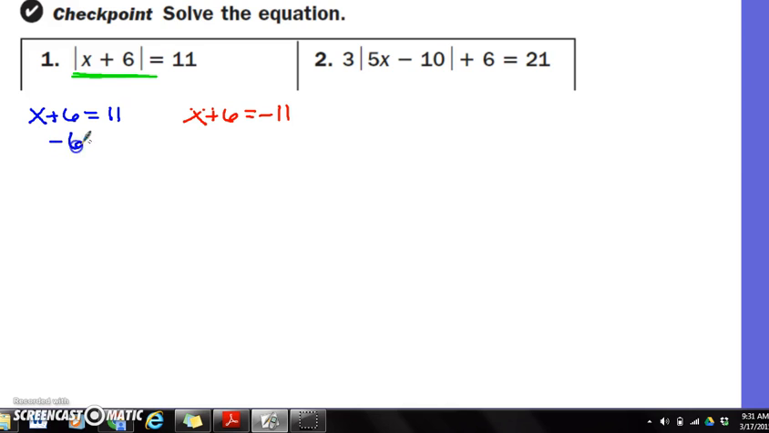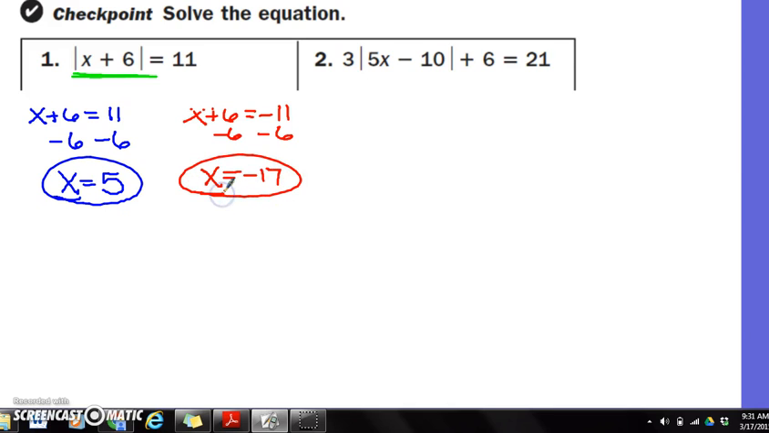And you simply solve. Here we're going to subtract 6 from both sides. We're going to get x equals 5. That's our first answer. Then we're going to subtract 6 on the negative one and get x equals, remember, a negative and a negative, same signs, add and keep the sign, so you're going to get a negative 17 as my second answer.